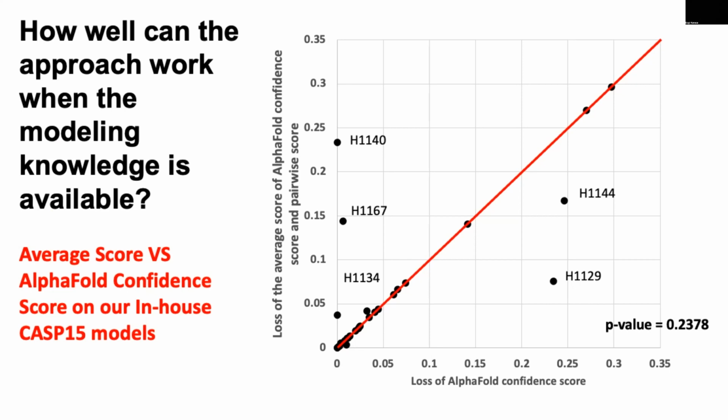So we plot the loss of one metric against the other. You can see for most targets, they have very similar models with similar quality. Loss is very low. But there are some targets where AlphaFold's confidence scores do better, and other targets where the average score does better. So that means these two are complementary to each other. We didn't see a significant difference between the two. The reason is that all these models are more similar to each other, less diverse than the CASP models submitted by all the CASP predictors. So diversity is also important for the consensus approach to work.